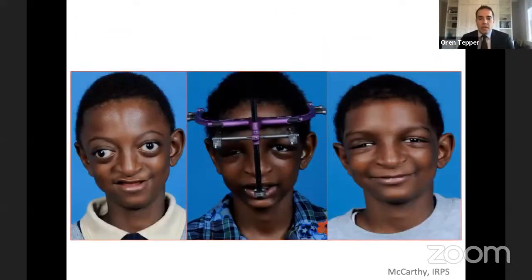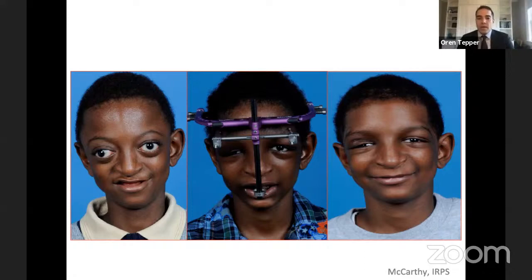Here's an older child. In this case, you can see some similar features. You also see the exorbitism, the prominent eyes, and it can be treated with advancement. Now that device in the middle is what's called an external fixation device, a distraction device, and that's used to bring that part of the skull forward. Many programs around the country still use that.